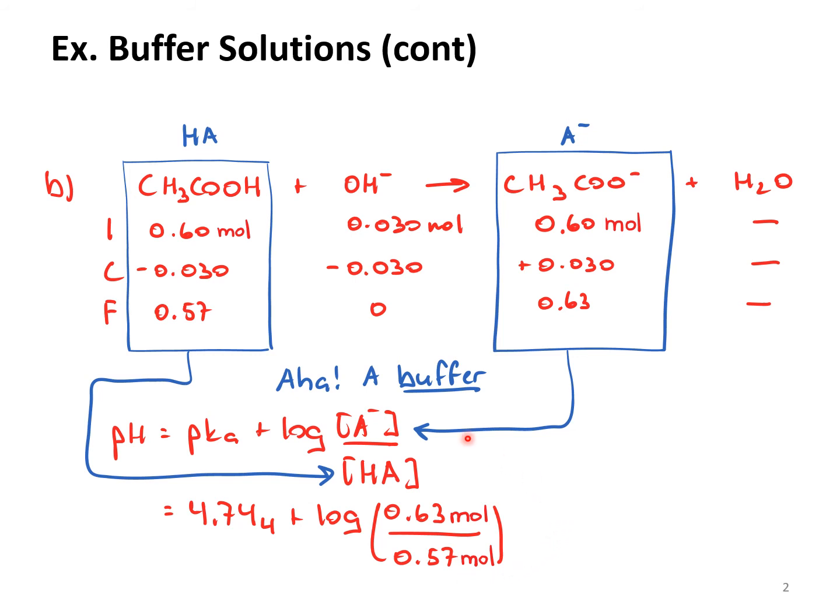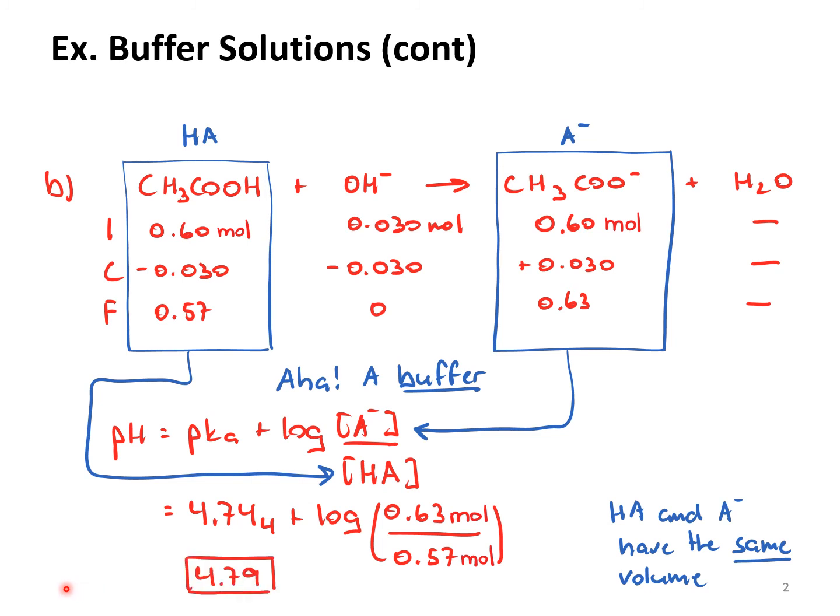Now, here you'll notice that the Henderson-Hasselbalch equation actually specifies the concentration, but here we've put in the number of moles. And the reason that this works is that both HA and A minus are in the same container, and therefore have the same volume. And so the volumes would just cancel on the top and the bottom. So now we can put these values into our calculator, and this gives us a pH of 4.79.